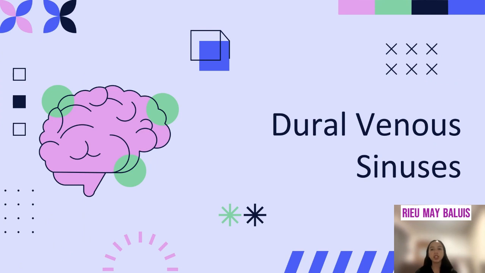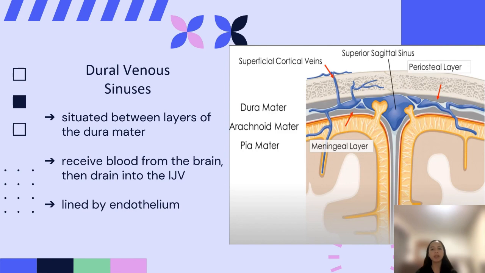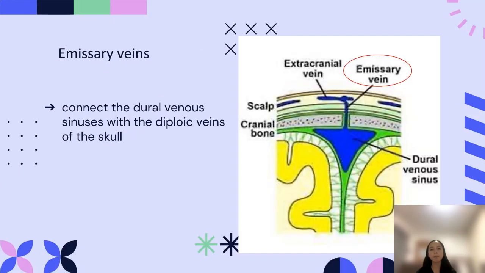So, to continue, let us discuss the dural venous sinuses. The dural venous sinuses of the cranial cavity are situated between the layers of the dura mater, which are the meningeal and the periosteal layer. Their main function is to receive blood from the brain and the CSF and then drain into the internal jugular veins in the neck. They are lined by endothelium and they do not have valves. We also have here the emissary veins, which connect the dural venous sinuses with the diploic veins of the skull and the veins of the scalp.